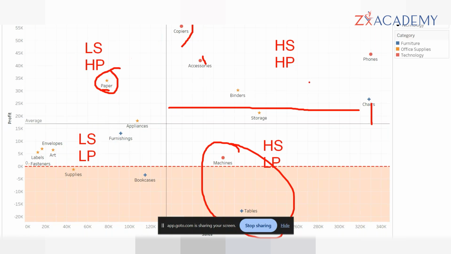But the fourth category is high sales, where the sales are very good, but the profit is low or negative. This is a major concern here. In this case, it can be like the tables. We have a negative profit of 18,000. Whatever the profit we are getting elsewhere, we are compromising with this one, and our organization is not able to grow. So we need to look into that.